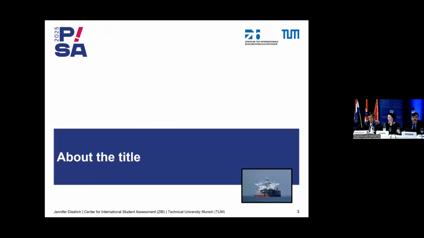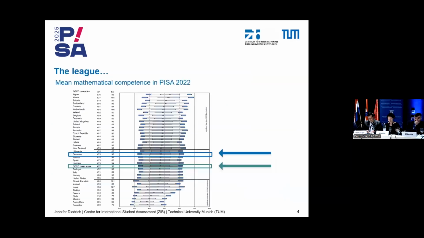We all commonly refer to PISA as a tanker because it's quite slow and sturdy, but at the same time, it means that PISA is reliable. One of the reliable key features of PISA, which we're all very familiar with, are the league tables. As an example, the mathematical competence in PISA 2022: Germany scored not significantly above the OECD average, but to learn more about it, we might need some context.